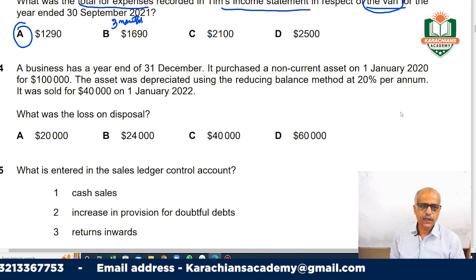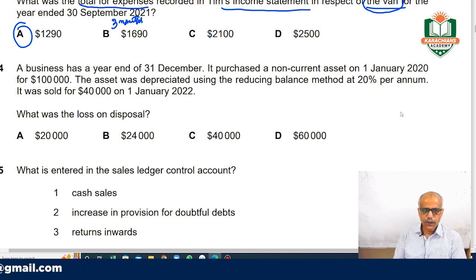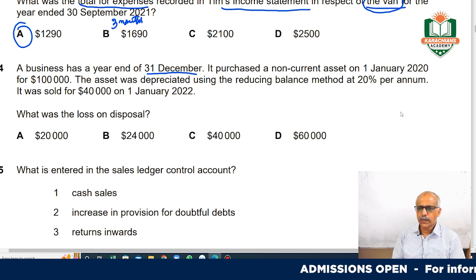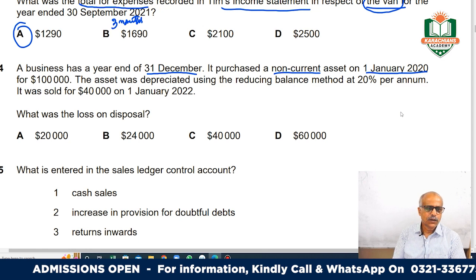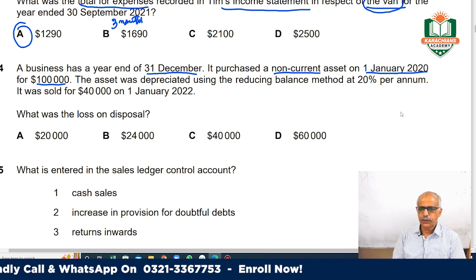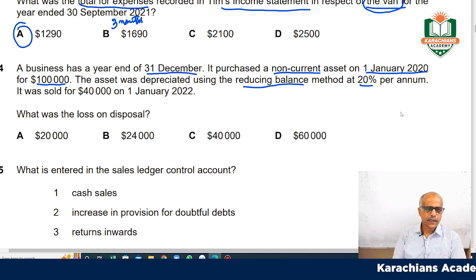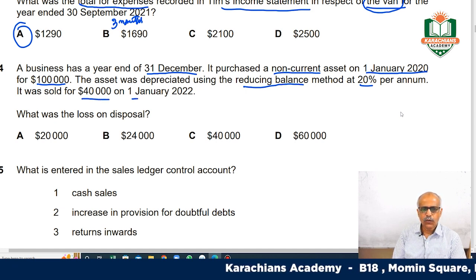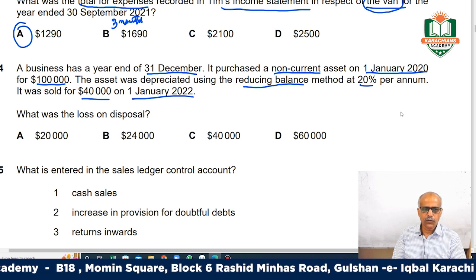A business has a year end of 31st December. Mark down all the important points. It purchased a non-current asset on 1st of January 2020 for 100,000. The asset was depreciated using the reducing balance method, percentage is 20%. It was sold for 40,000 on 1st January. What was the loss on disposal?